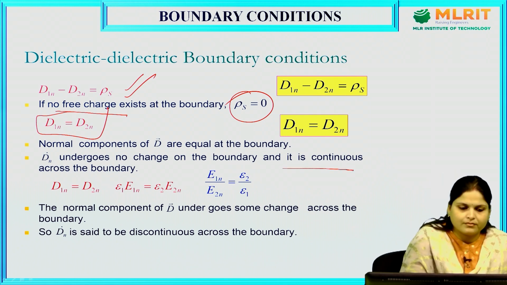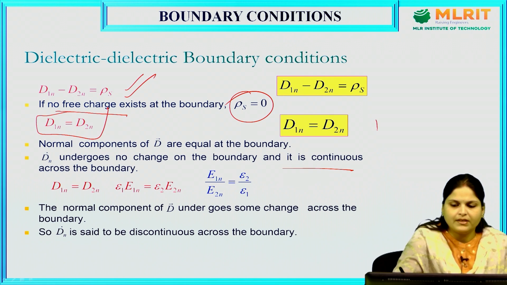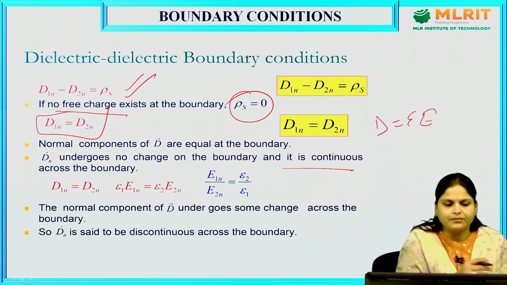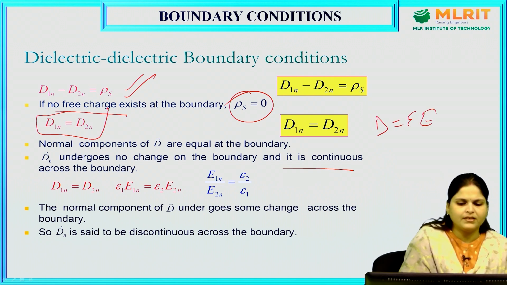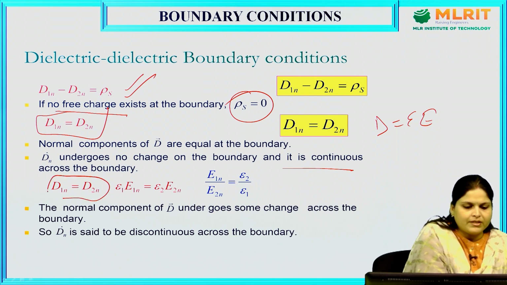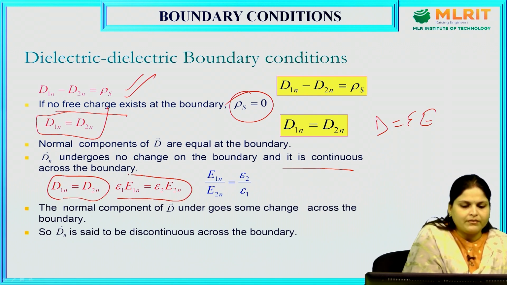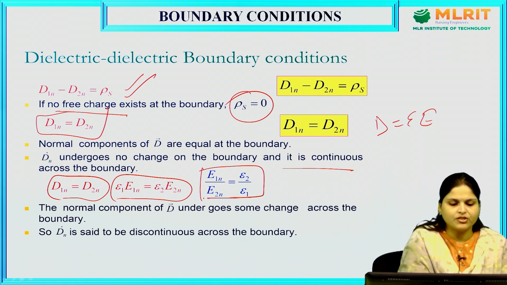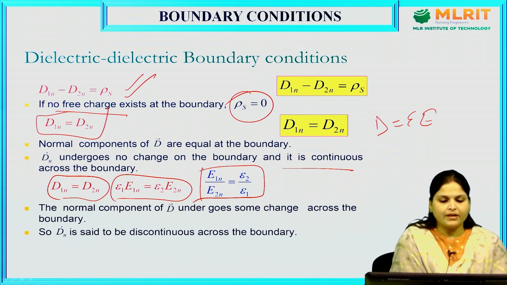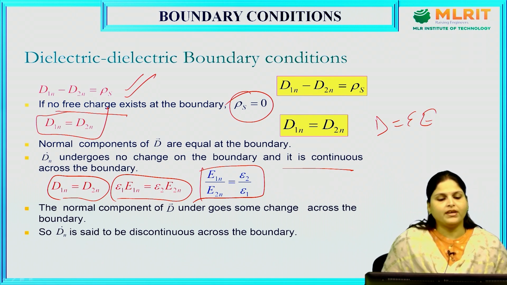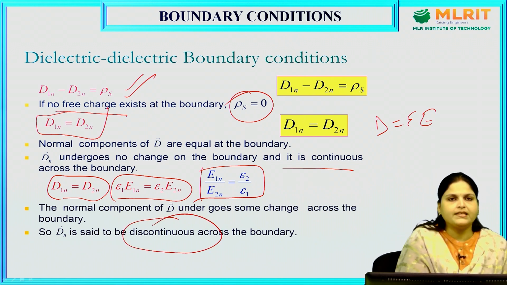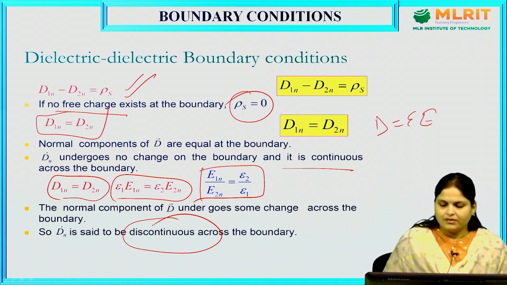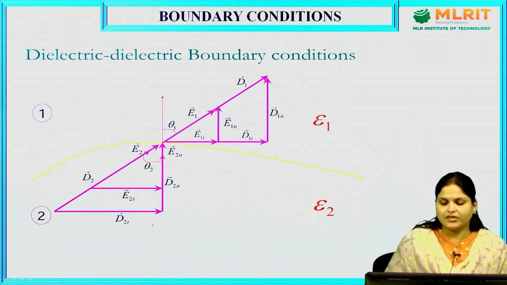Now, if you write this component, as we know D is equal to epsilon E. If we write here D1n is equal to D2n is equal to epsilon 1 E1n is equal to epsilon 2 E2n, and then we further rearrange it, we can see that the normal component of E is going through some changes. So here we can call it discontinuous across the boundary, right. So this was the dielectric boundary condition when we have two different mediums.